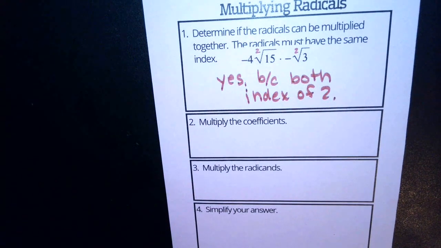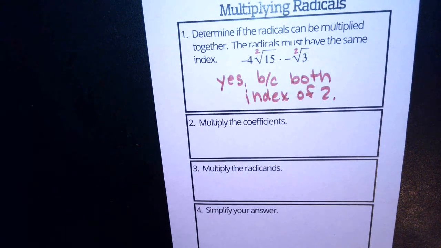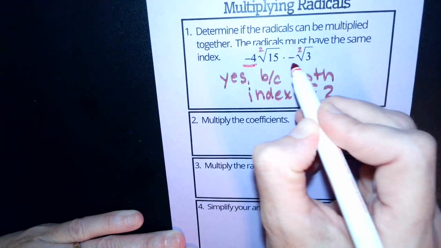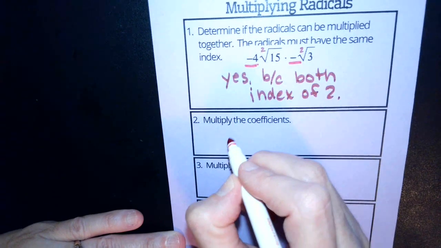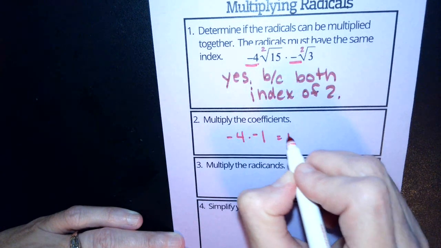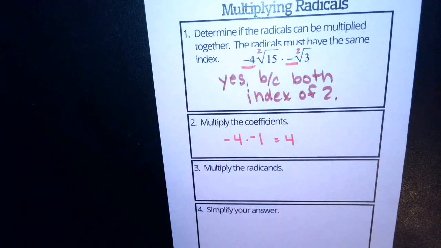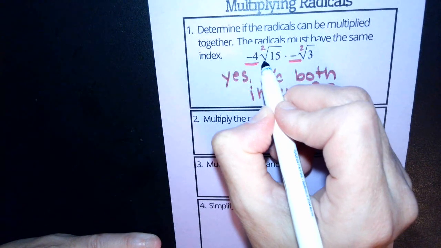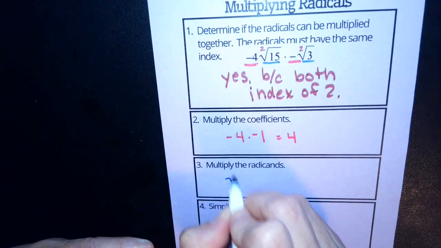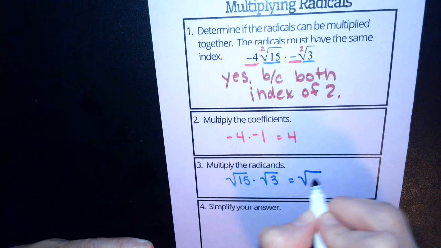All right, so now we go ahead and move down to the next step, and it says multiply the coefficients. Well, the coefficients are -4 and -1. So we have -4 times -1, which is going to give us +4. Then we're told to multiply the radicands. So that's the square root of 15 and the square root of 3. So the square root of 15 times the square root of 3 is the square root of 45.